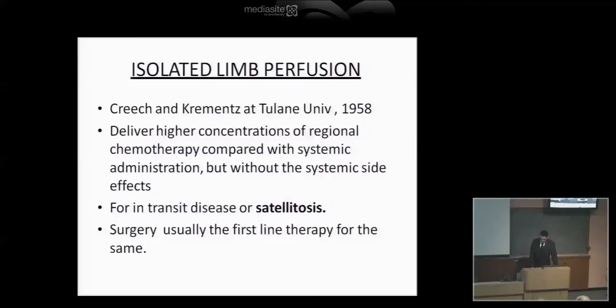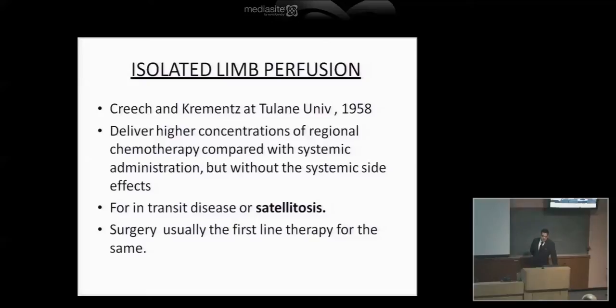For patients with metastatic melanoma, especially with melanomas with what's called in-transit metastases or satellitosis, the concept of isolated limb perfusion was introduced in Tulane in 1958. In-transit disease or satellitosis is recurrence or metastatic disease in the skin and subcutaneous tissue from a limb, proximal to the site of the first lymphatic drainage basin.